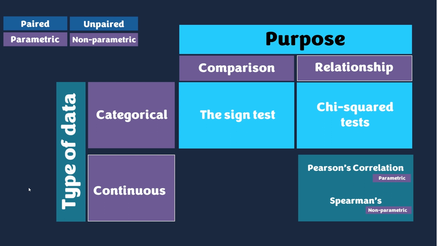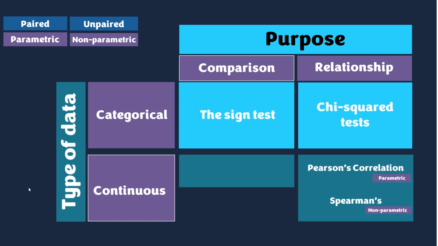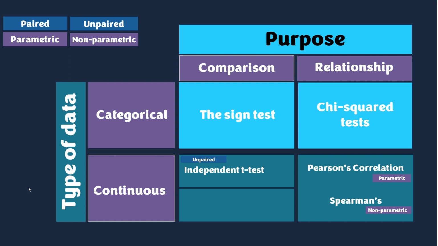If we're looking for a comparison or a difference in continuous data, we first need to think about whether our data is paired or unpaired. So for unpaired or independent data, we'd use an independent or student's t-test or a Mann-Whitney test, depending on whether or not your data is parametric. Again, so there's that. Do you know the parameters of your population or not? For paired data, we're going to use a paired t-test or a Wilcoxon test, again, depending on whether you know the parameters or not.